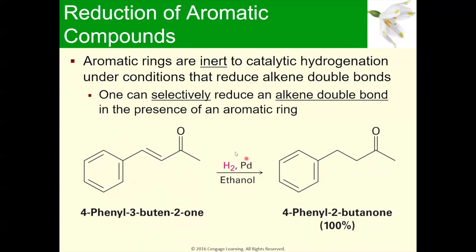So you might remember from our discussions earlier this semester about using hydrogen on a palladium catalyst to reduce an alkene, and that's what you can do without affecting the benzene ring at all. So we selectively reduce that alkene functional group while leaving the aromatic functional group alone. That's what you're supposed to get from this.